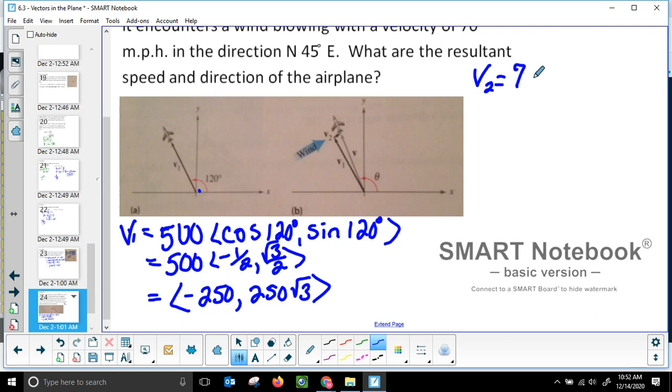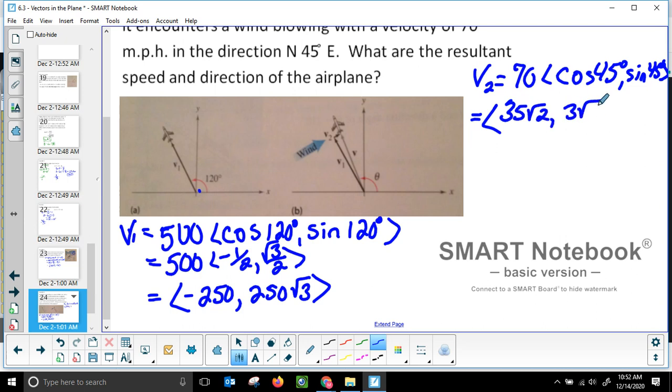My V2 is equal to 70, because there's a 70-mile-an-hour wind, times the cosine. If it's 45 degrees northeast, that's 45 degrees here, which is actually just 45 degrees. So that's a nice one. And then comma, sine of 45 degrees. Cosine of 45 and sine of 45 are both the square root of 2 over 2. So 70 times the square root of 2 over 2 is going to be 35 root 2, comma, 35 root 2.